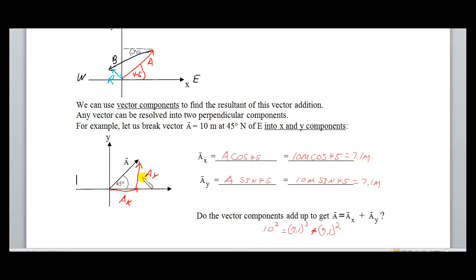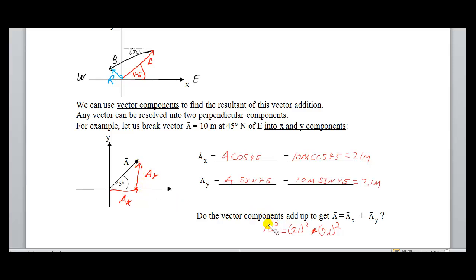For the y component, that is the component that lies in the direction of the y-axis, you can find this value by using the sine. The sine of 45 is the opposite over the hypotenuse. And solving for a sub y, we get A sine 45. Again, the magnitude of vector A is 10 meters. Sine of 45, 0.707, multiply the two together, it's around 7.1 meters. So both of these components, a sub x and a sub y, have the same magnitude, although one lies in the x direction and the other lies in the vertical direction.